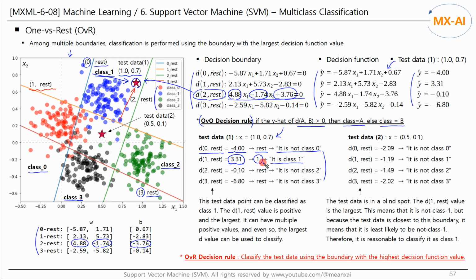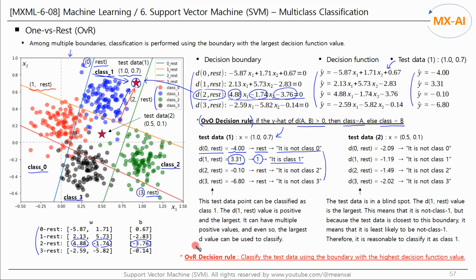There can be multiple boundaries with positive y-hat values. In this case as well, you can just use the boundary with the highest y-hat value. This is because the test data point is furthest from that boundary. The further the test data point is from this boundary, the more confidently it can be predicted to be class 1.